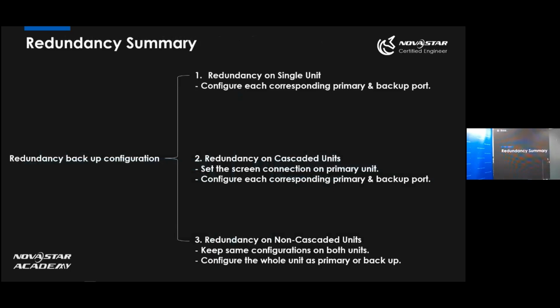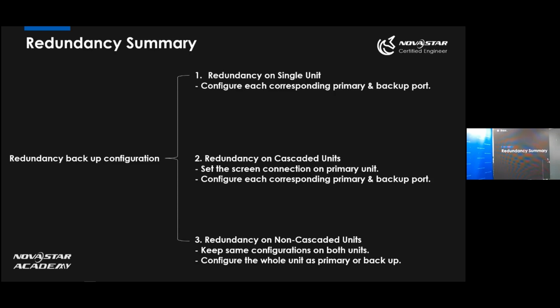So totally, there are 3 different ways to do the redundancy settings. The first one is we will do the backup on a single unit. It means we will configure each corresponding primary and backup port one by one in the software. And the second one is we will do the redundancy on cascaded units, like we have 2 or 3 controllers cascaded together by Ethernet cable or other cables.